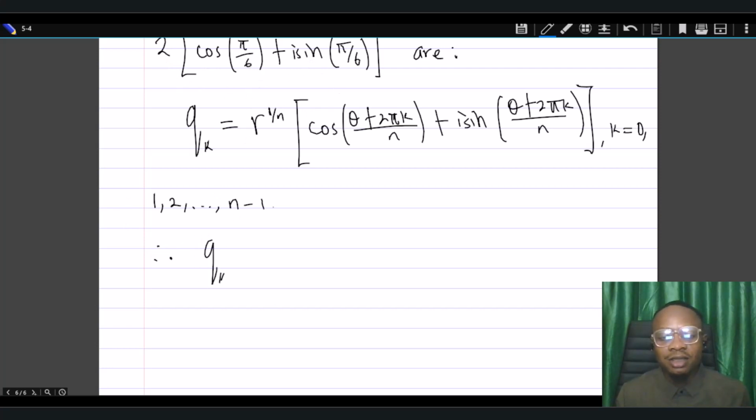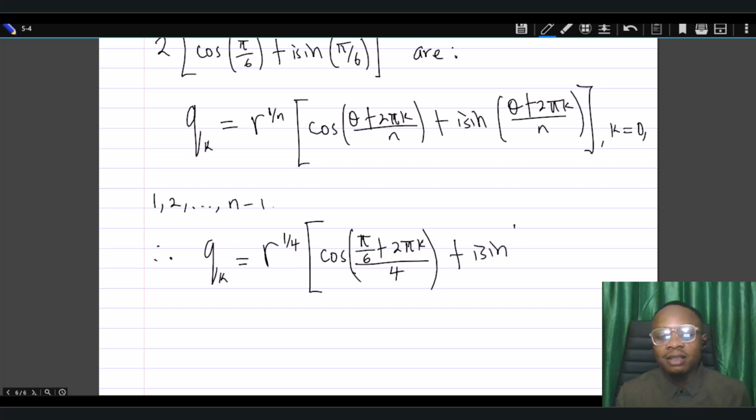That means that for this case, q sub k will be equal to r to the power of 1 over 4, and this will be equal to the cosine of theta. Theta is pi over 6 plus 2 pi k, so we'll come back to use k later, then all divided by 4. Sorry, n is equal to 4, please. Then we have plus i multiplying the sine of theta, which is still pi over 6 plus 2 pi k, then all of this divided by 4. Then we close this bracket and close this bracket.